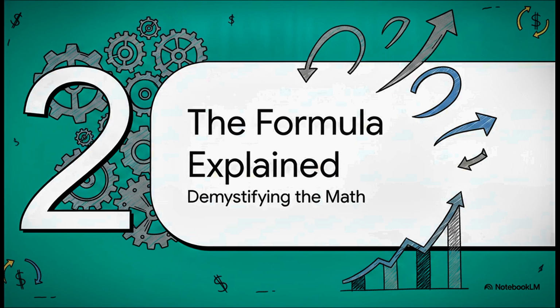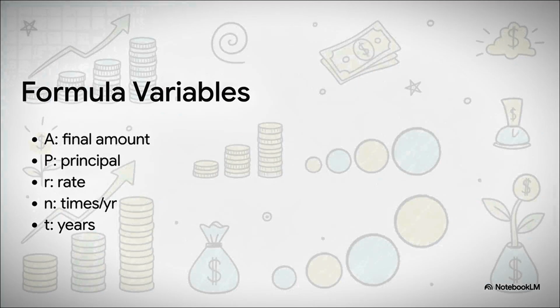Section 2. The formula explained. Let's demystify the math. All right, don't let the math scare you. It's just 5 simple variables coming together to dictate your financial future. Let's walk through them. A represents the final amount. That's your destination, your end goal. P is your initial principal, basically the starting amount you actually put in. Then there's R, which is the annual interest rate.